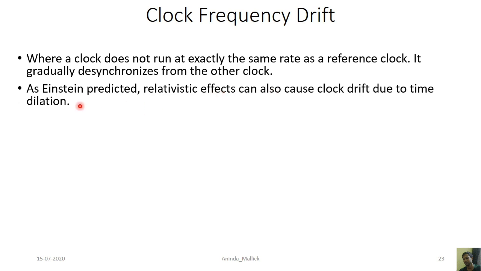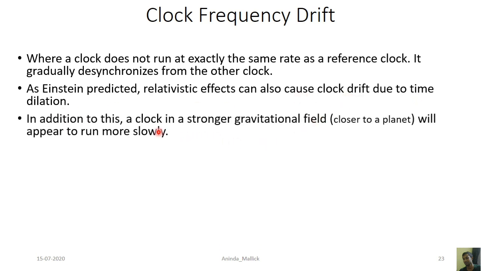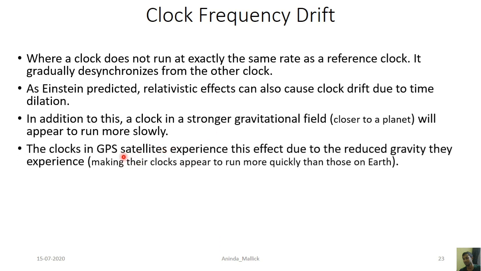According to Einstein's theory of relativity, time dilation is one of the reasons for clock drift. A clock placed in a strong gravitational field will run slowly, and a clock placed in a weaker gravitational field will run faster. The GPS satellites are placed at MEO, medium Earth orbit. So the clocks of these satellites are placed in a weaker gravitational field, because the gravitational field is weaker at MEO with respect to the Earth's surface.